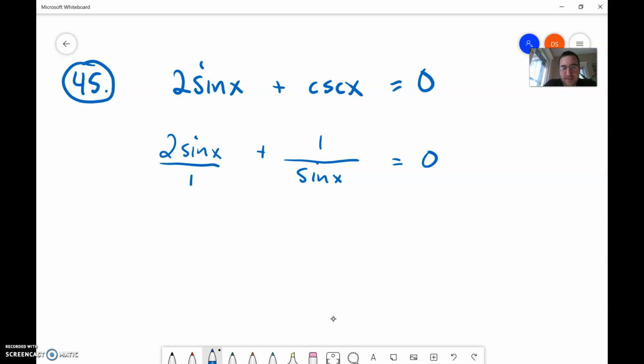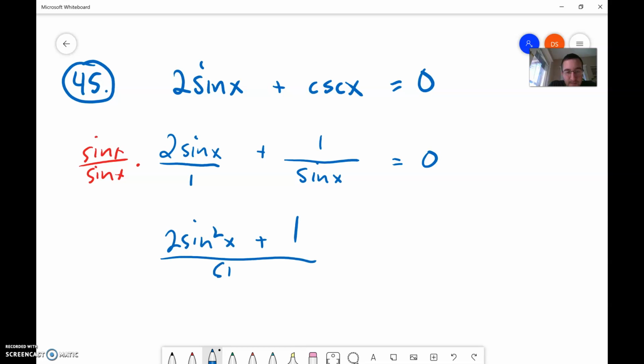I'll put this over 1 just to keep it balanced. And I think we need to do a least common denominator here. I think that's going to be the only way. So I'm going to multiply this by sine over sine. So I'm going to get 2 sine squared plus 1 over sine.